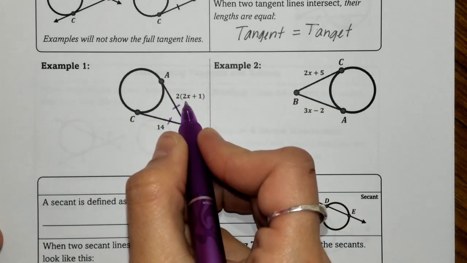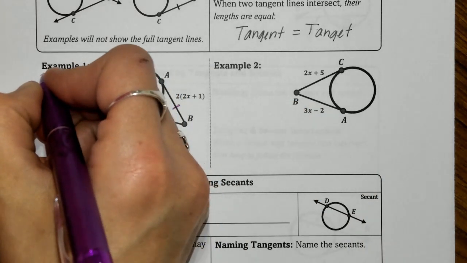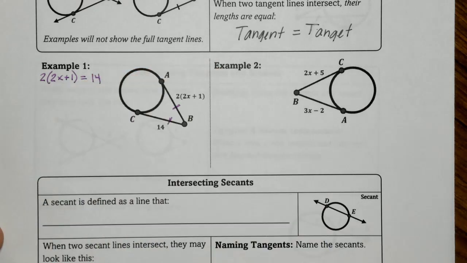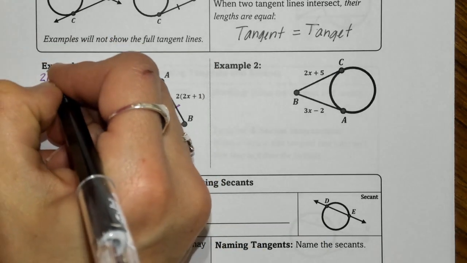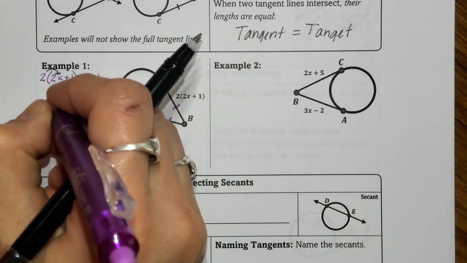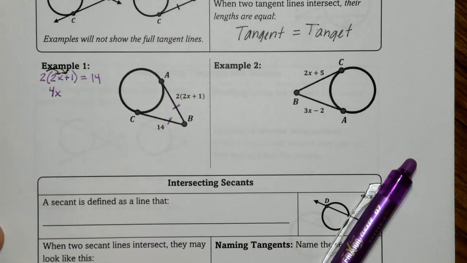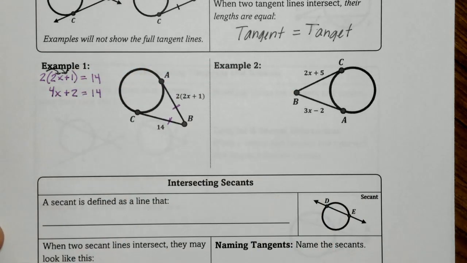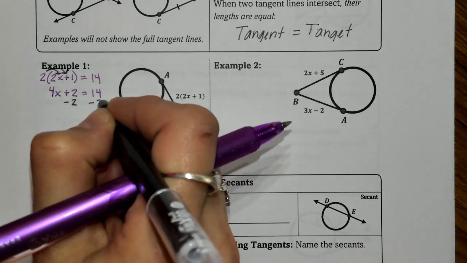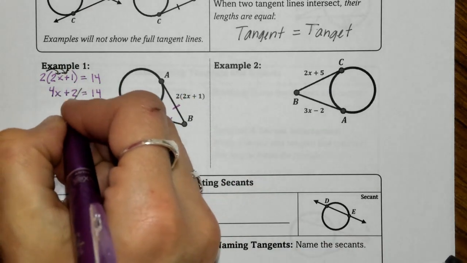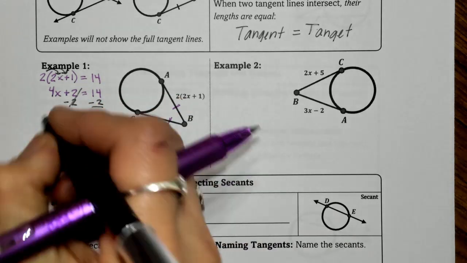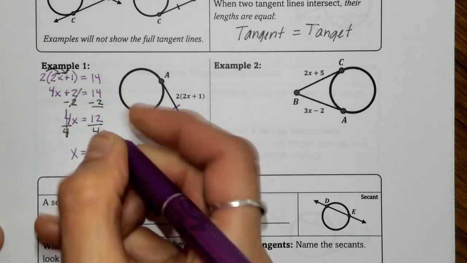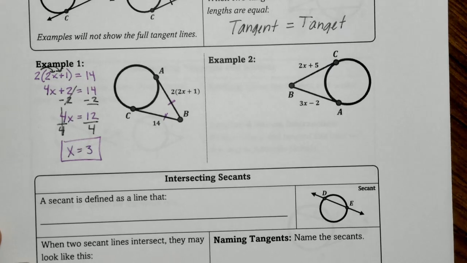So example 1, these two are going to be congruent. So we're going to set 2 parentheses 2x plus 1 equal to the 14. So here first we distribute. 2 times 2x gives us 4x. Distribute 2 times 1, positive 1, we get plus 2, all equal to 14. We take our last two steps, subtract that 2 from both sides. 4x is going to equal 12. Divide both sides. X will equal 3. Plain and simple, set them equal to each other.